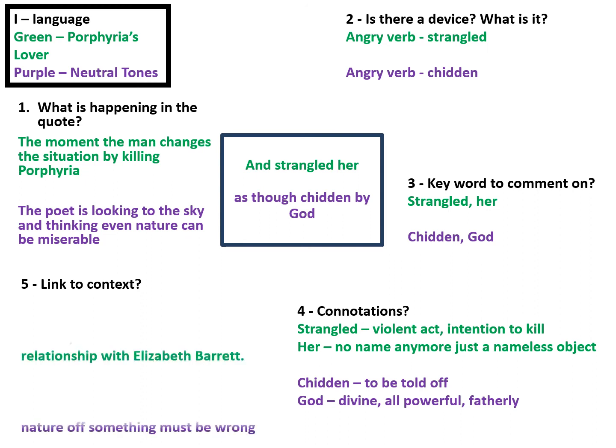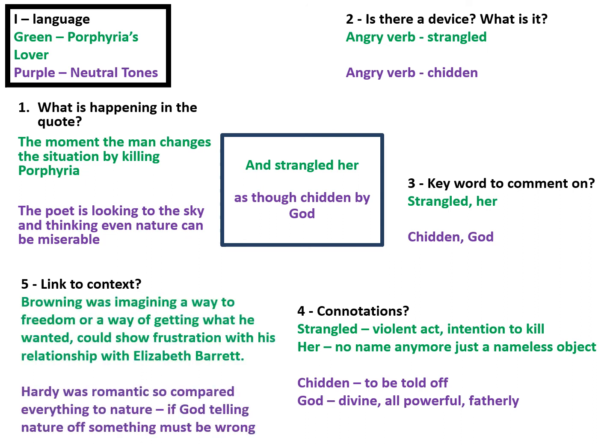Question 5, the link to context. So for Porphyria's Lover, I've written, Browning was imagining a way of freedom, or a way of getting what he wanted. It could show his frustration with his relationship with Elizabeth Barrett, as he wanted to marry her and her father was being a little bit standoffish. For Neutral Tones, Thomas Hardy was romantic. He compared everything to nature. If God is telling nature off, something must be wrong. So pause this recording now to write your answer to question 5.